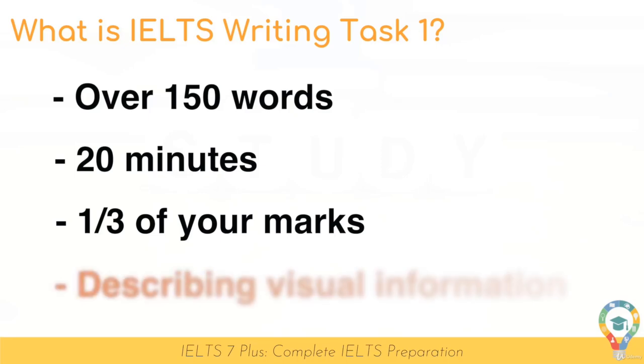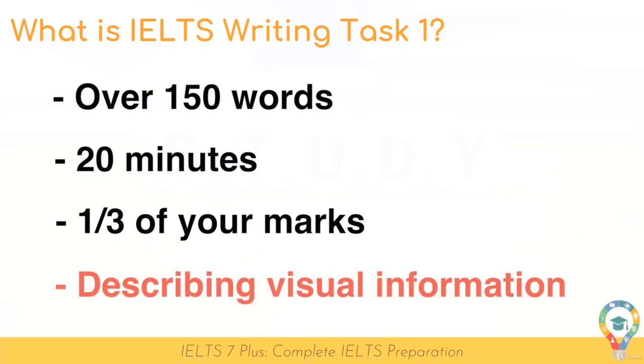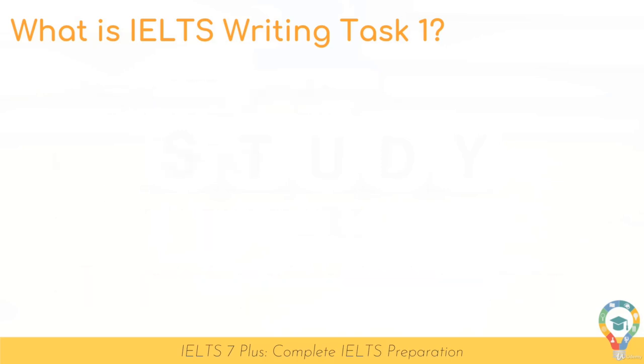To summarise IELTS Writing Task 1, you must describe some visual information that is presented to you. There are a number of ways that this information could be presented to you, but it more often than not comes in graphs, charts, tables and diagrams. Let's take a look at the 6 types of data that you could be shown.